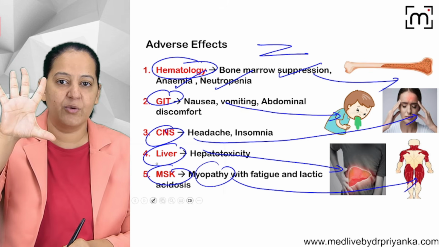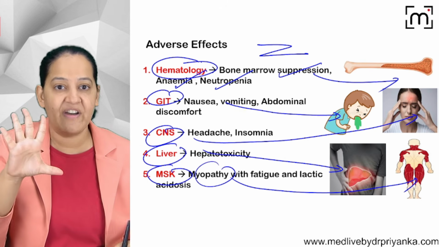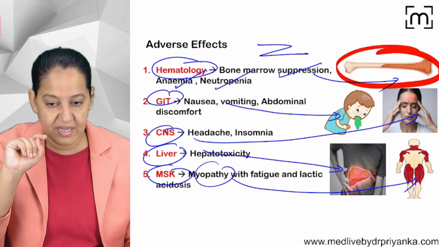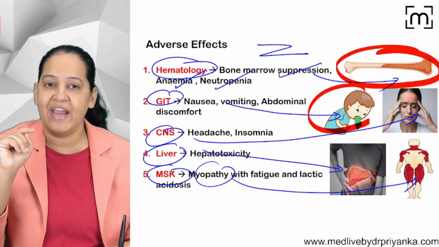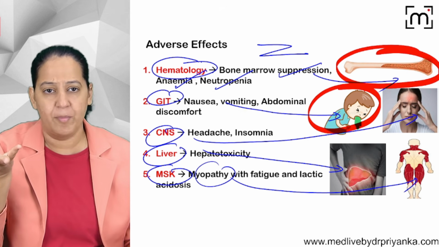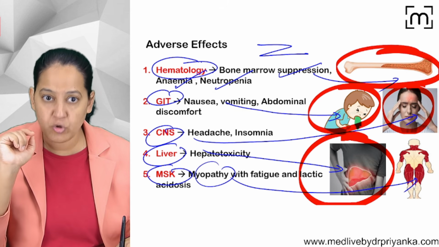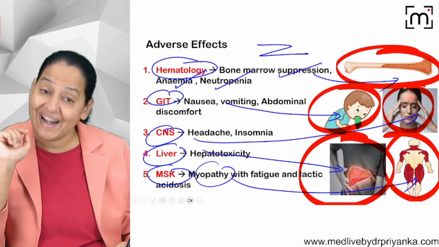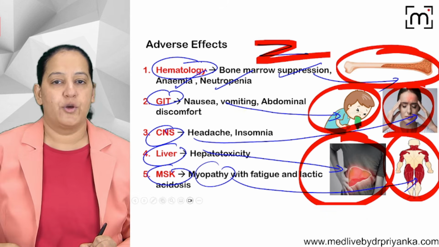Okay, with the help of images you can retain. And with the help of systems you can retain. Name the 5 adverse effects. Bone marrow toxicity, bone marrow suppression that leads to neutropenia, anemia, pancytopenia. GIT: nausea, vomiting, abdominal discomfort. CNS: headache, insomnia. Okay, hepatotoxicity, myopathy, lactic acidosis. So please learn the side effects, adverse effects of Zidovudine like this.